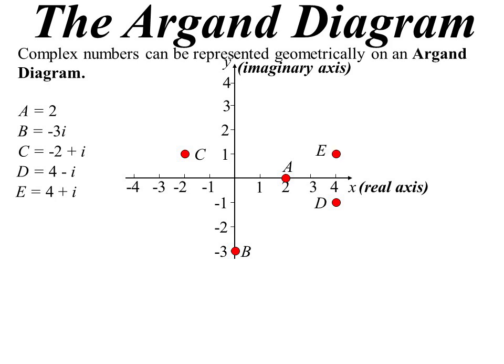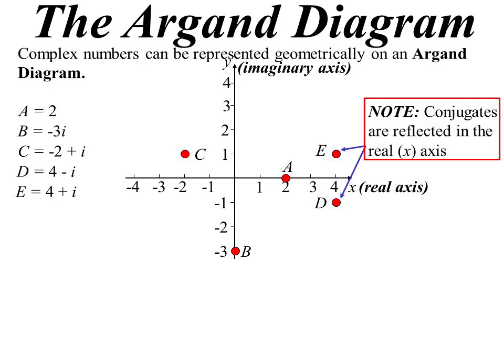Now this brings up an interesting thing. What we should find then is conjugates will always be reflected in the x-axis. Because remember it's plus or minus. What about this one? Negative 4 plus i. Okay, it ends up over there.